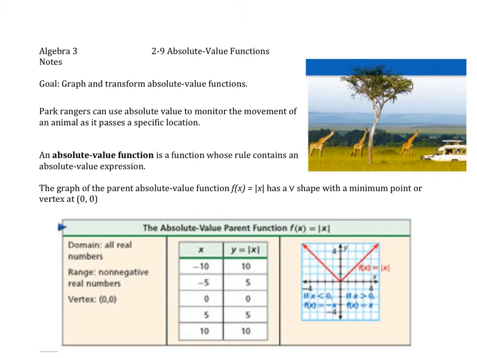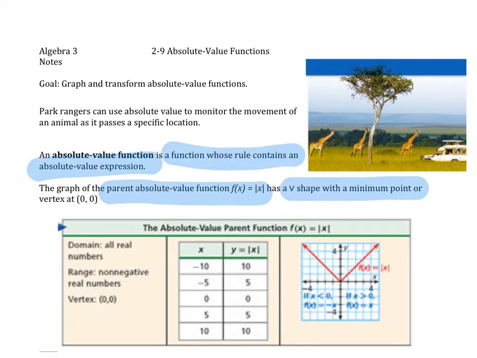Lesson 2.9, absolute value functions. Recall that an absolute value function is a function whose rule contains an absolute value expression. We have what's called a parent absolute value function, which is just f of x equals the absolute value of x, and it has a V shape with a minimum point or vertex at 0, 0.